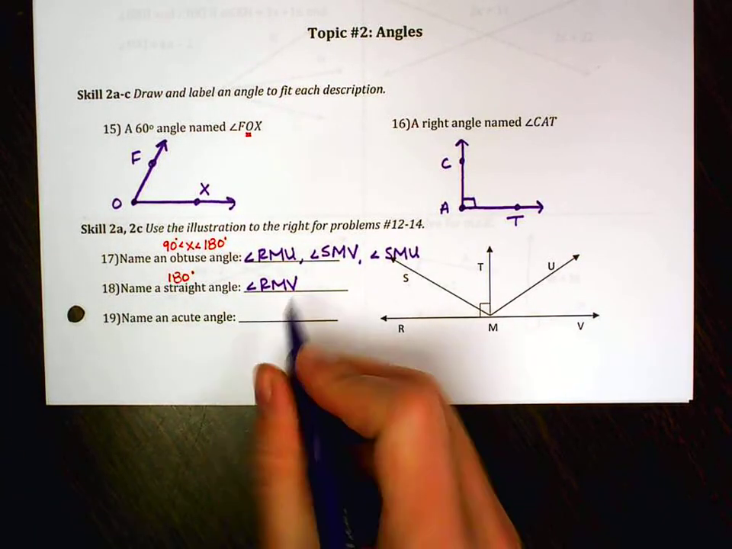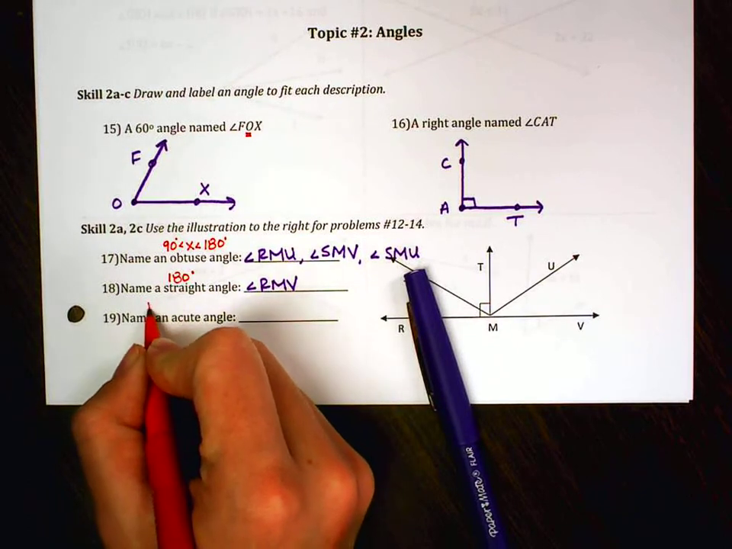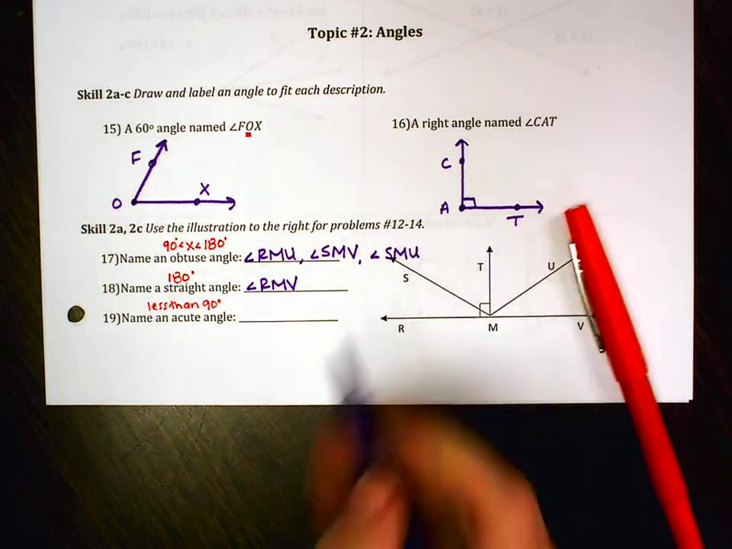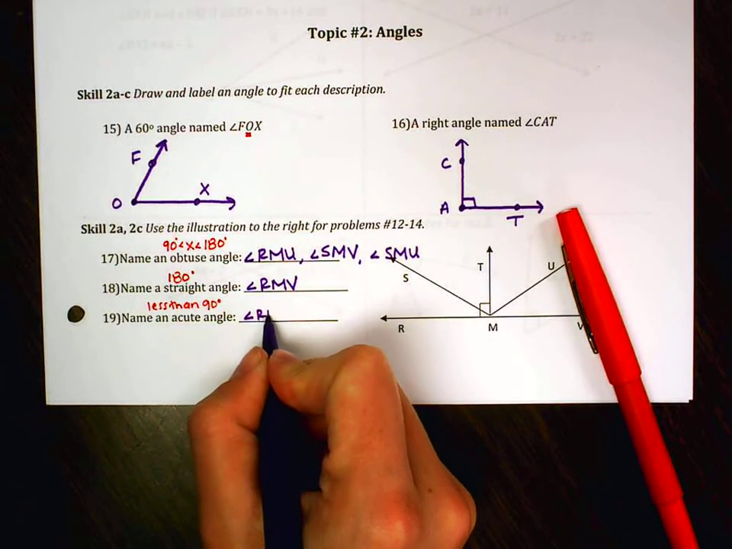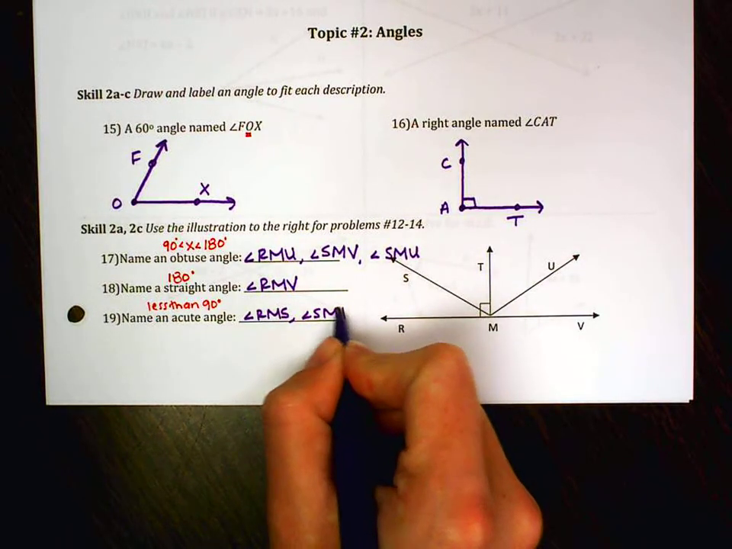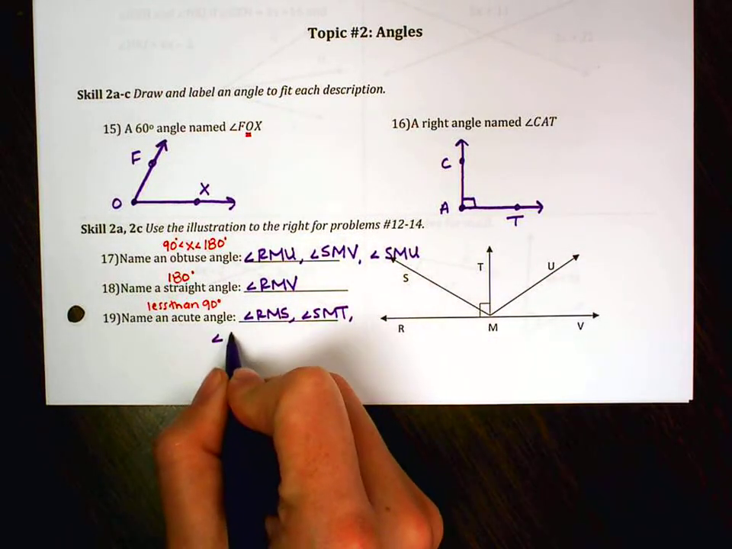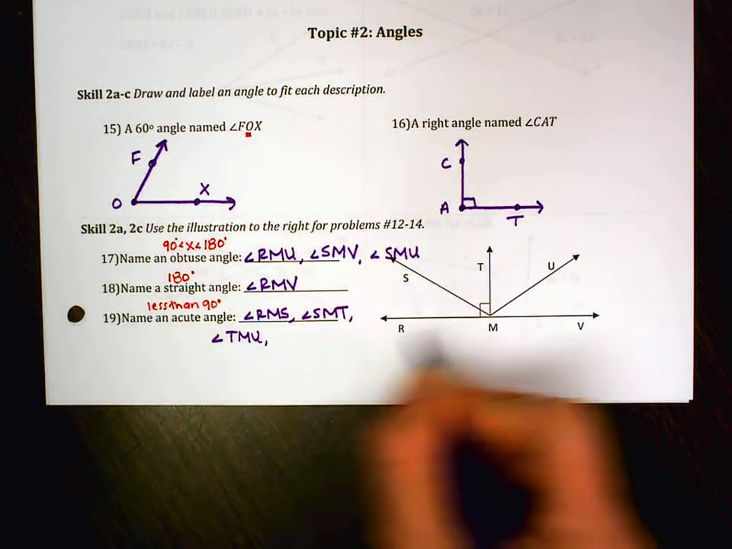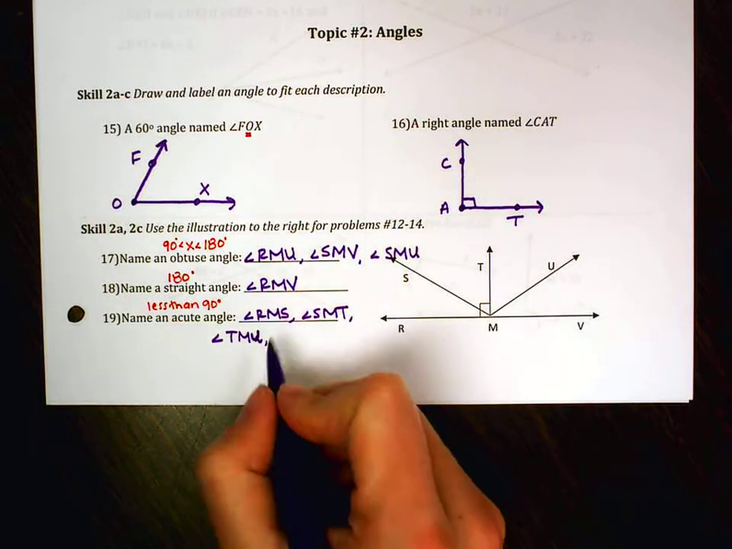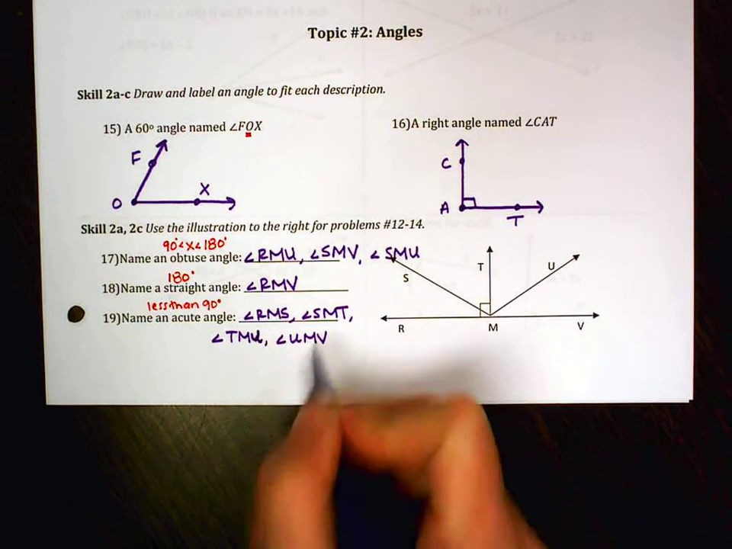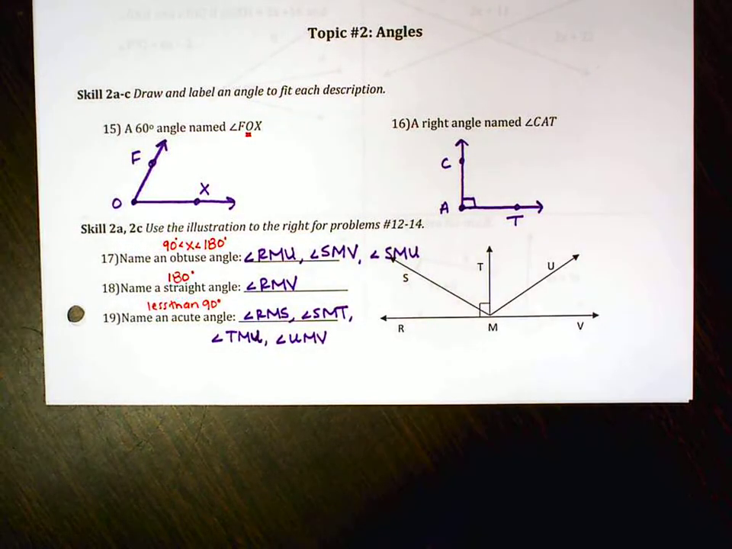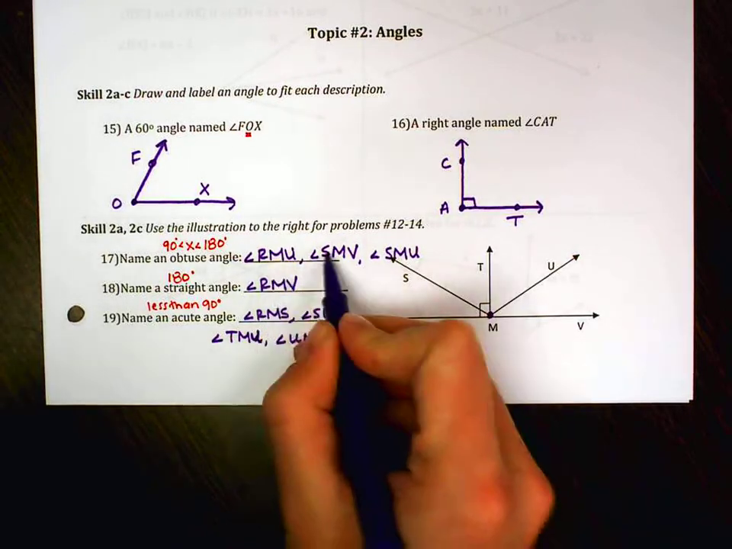So an acute angle is less than 90 degrees. Okay. So we could have RMS. We could have SMT. We could have TMU. Ooh, that was a bad U. I'm sorry, guys. We could have UMV. I think that's all the acute angles. Okay, on to the next page. Notice really fast, M is the vertex for all of these, so M is always the middle letter.